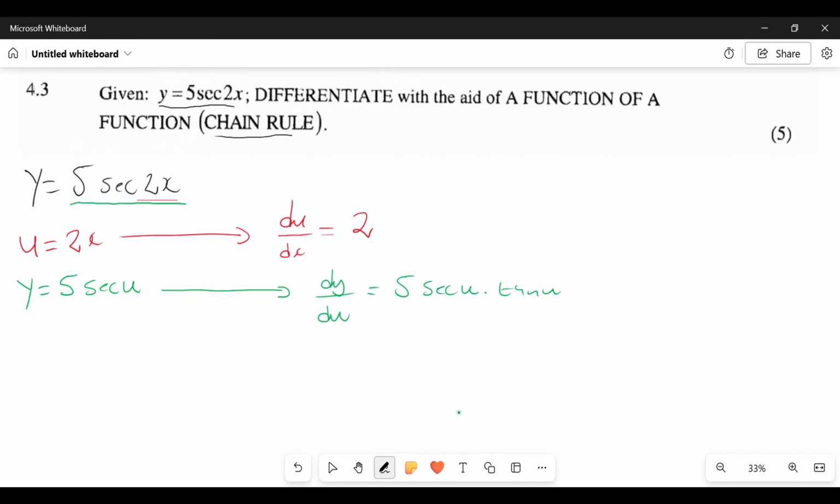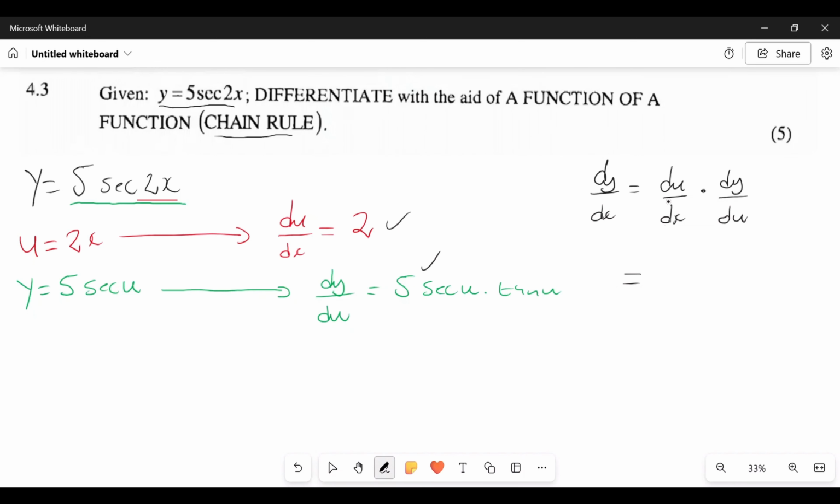Now the next step, guys, is to find dy over dx. So there is a formula for the chain rule. I'm going to do it here. When you find dy over dx, guys, you have to multiply du over dx with dy over du. So basically you have to multiply these two equations and then you get your final answer.